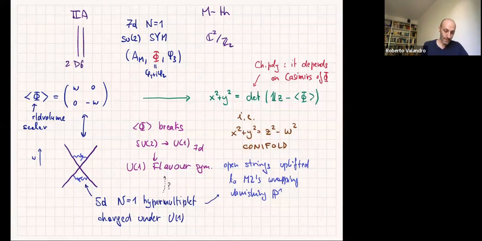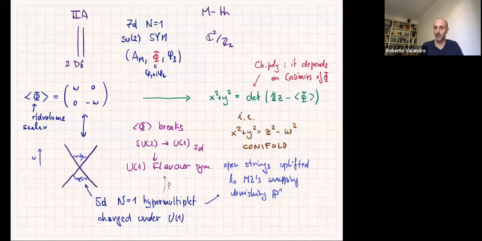Now, how do we understand this spectrum from the 7D point of view? From the 7D point of view, you have a complex scalar. You give a VEV to the scalar, and what you do, you break the gauge group. In this case, it was an SU2. You break to U1, and in this way, you get the flavor symmetry.